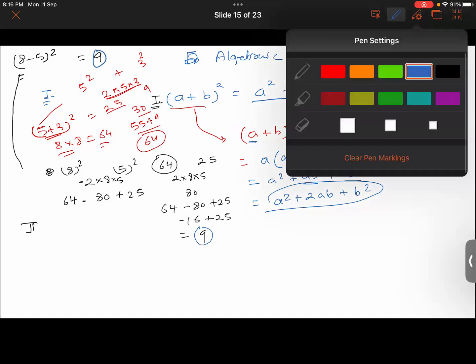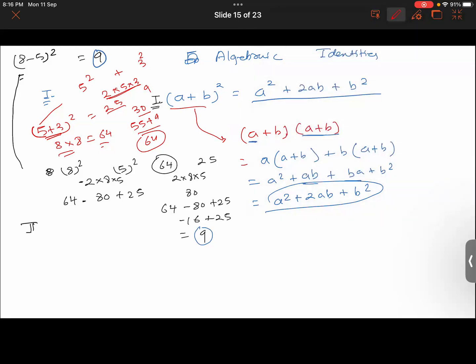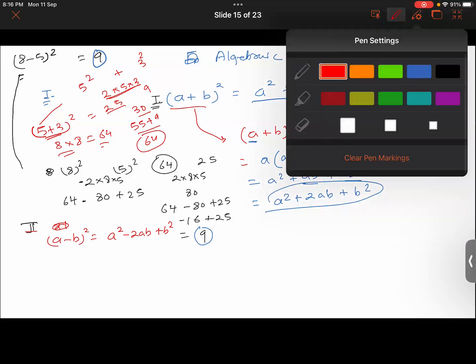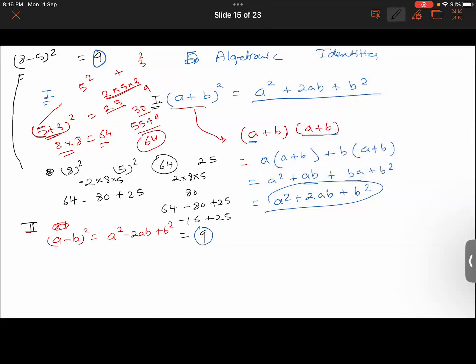Okay, we will also try to prove that. So the second identity was (a minus b) whole square is equal to a square minus 2ab plus b square. This one we just saw. We just proved it using the numbers 8 and 5. You can prove it using the variables also.